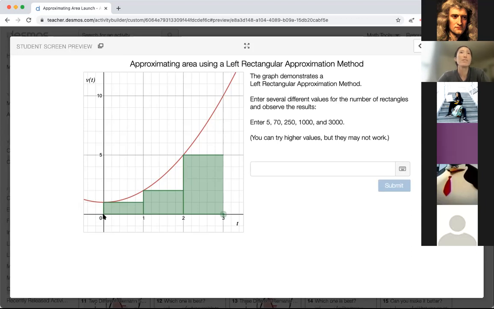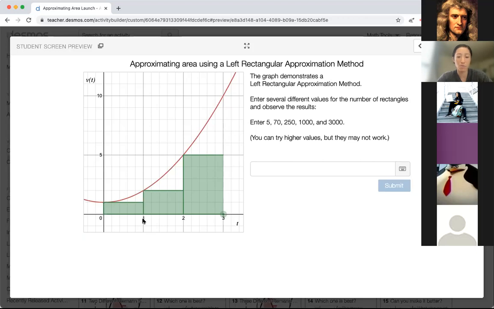But look at this region. I've taken it from 0 to 3, and I took that distance and cut it into 3 equal sections. Can I annotate on my own screen? Does anybody know the answer to that question? I believe so. It's the view option, annotate.